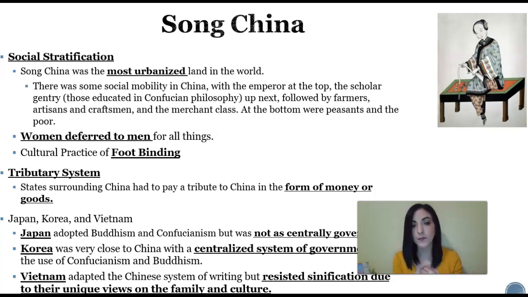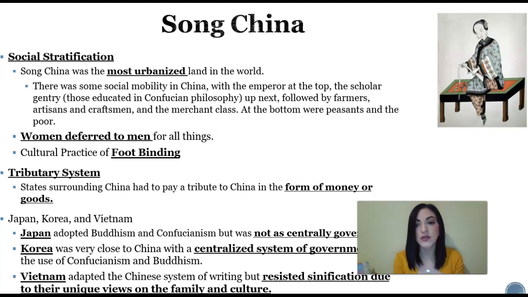Women were pretty much on that bottom part of the scale. Women had to defer to men for all things: marriages, decisions, property. When women did not go to school, you pretty much belonged to your husband, your father, or your son. It just depended. Every male member of the family was responsible for the women in his family.